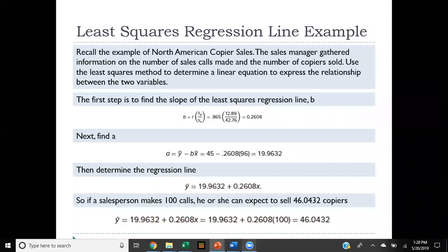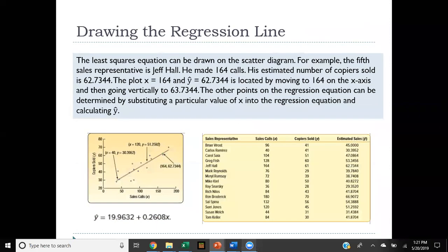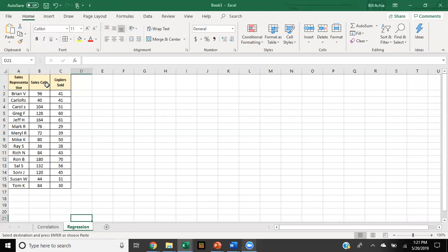Okay, we can decide to do the long route and try and come up with different values of, and calculate the value of A and B. But I would rather use Excel to help you do this. Okay. So the first step was, again, determining what's your X, what's your Y. X is your independent variable, and Y is what depends on X. So your number of copies sold depends on the number of sales calls the sales representatives make.